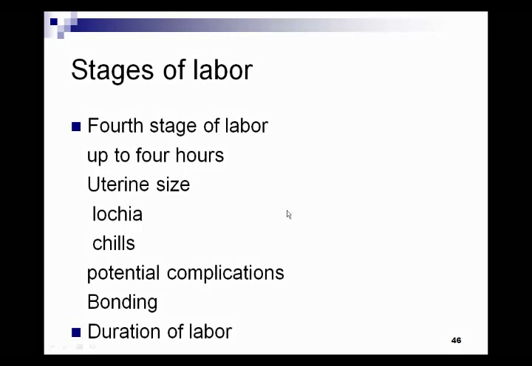What is the fourth stage of labor? Well, that is the first 4 hours. We will see that the uterus starts to shrink down. We expect it to be at the level of the umbilicus. We also assess the lochia, see if there's a lot of clots there. She'll go through chills because of the diaphoresis, the change in hormones.